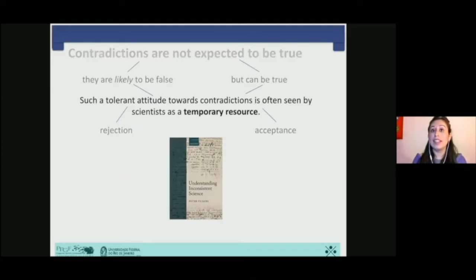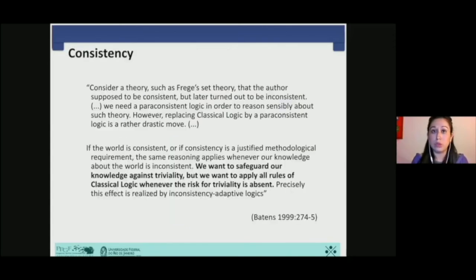Now, the role that consistency plays, the methodological role. We usually would say that this tolerant attitude towards contradiction is often seen by scientists as a temporary resource. This is mainly because they want consistent alternatives or consistent versions of the theory that they are working with. This is especially stressed in Peter Vickers' book, Understanding Inconsistent Science. It's going to be linked in the description below.